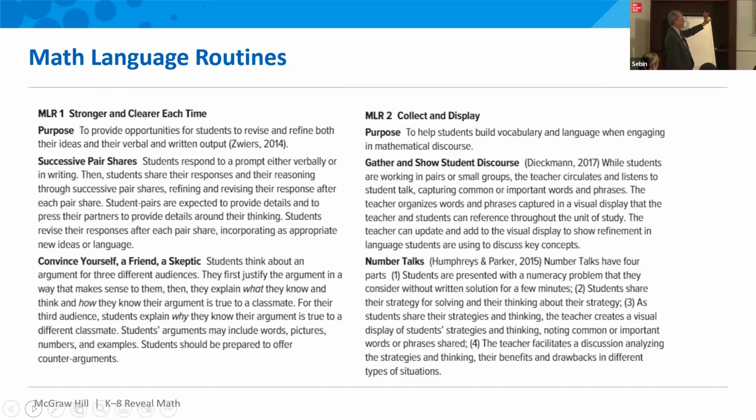The second one here is the same thing. It's still stronger and clearer, but it's called convince yourself, a friend, or a skeptic. So if you had to give an idea around why you came up with this solution, if you were just telling yourself, how would you say it? And then if I had to describe it to you, and you're my friend, how would I tell you? And then you don't think my idea is right, how would I say it to you? Because I would actually say it differently. What it does is it forces the students to actually use the language and clarify how they're using mathematical concepts.